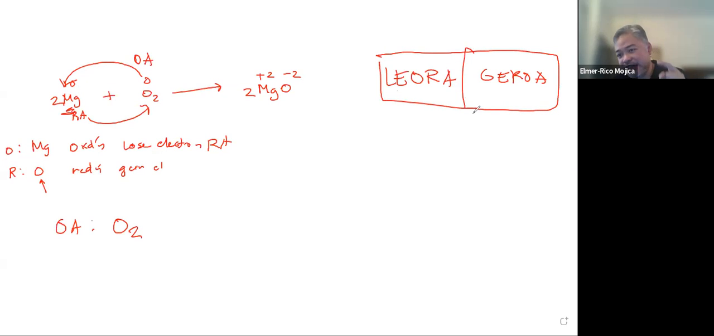The one that is oxidized is responsible for the reduction of the other species, hence it is called the reducing agent. And the one that is reduced is responsible for the oxidation of the other species. That's why it's the oxidizing agent.